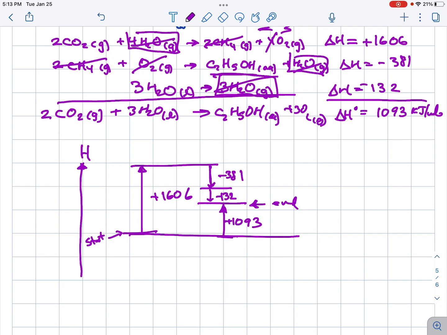Again, this is all just to emphasize that enthalpy is a state function. It doesn't matter how you get there. It doesn't depend on how you get there. Any way you go is going to have the same total overall change. All right, and so because of that, we can do this process and we can use it to find the delta H's of unknown reactions.